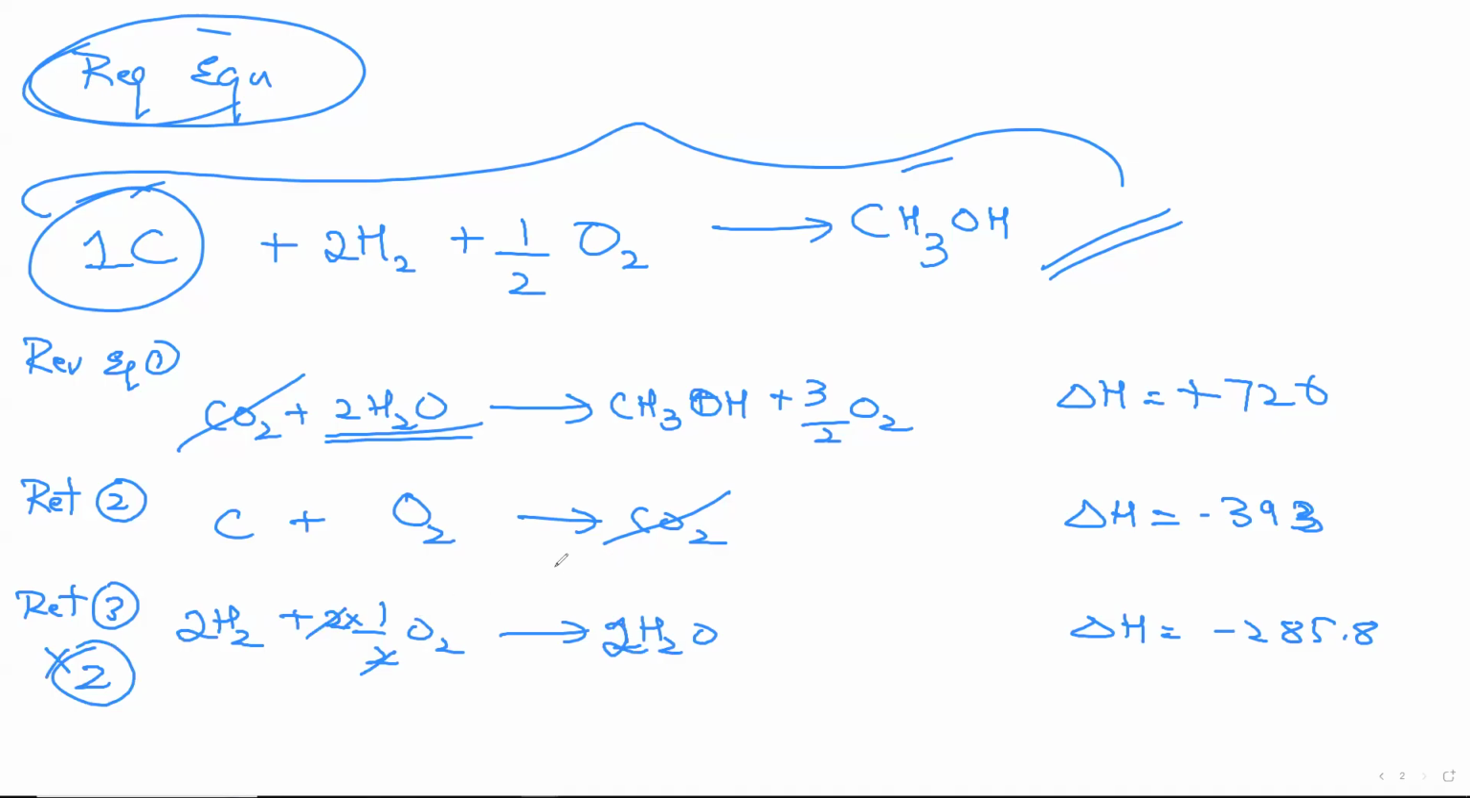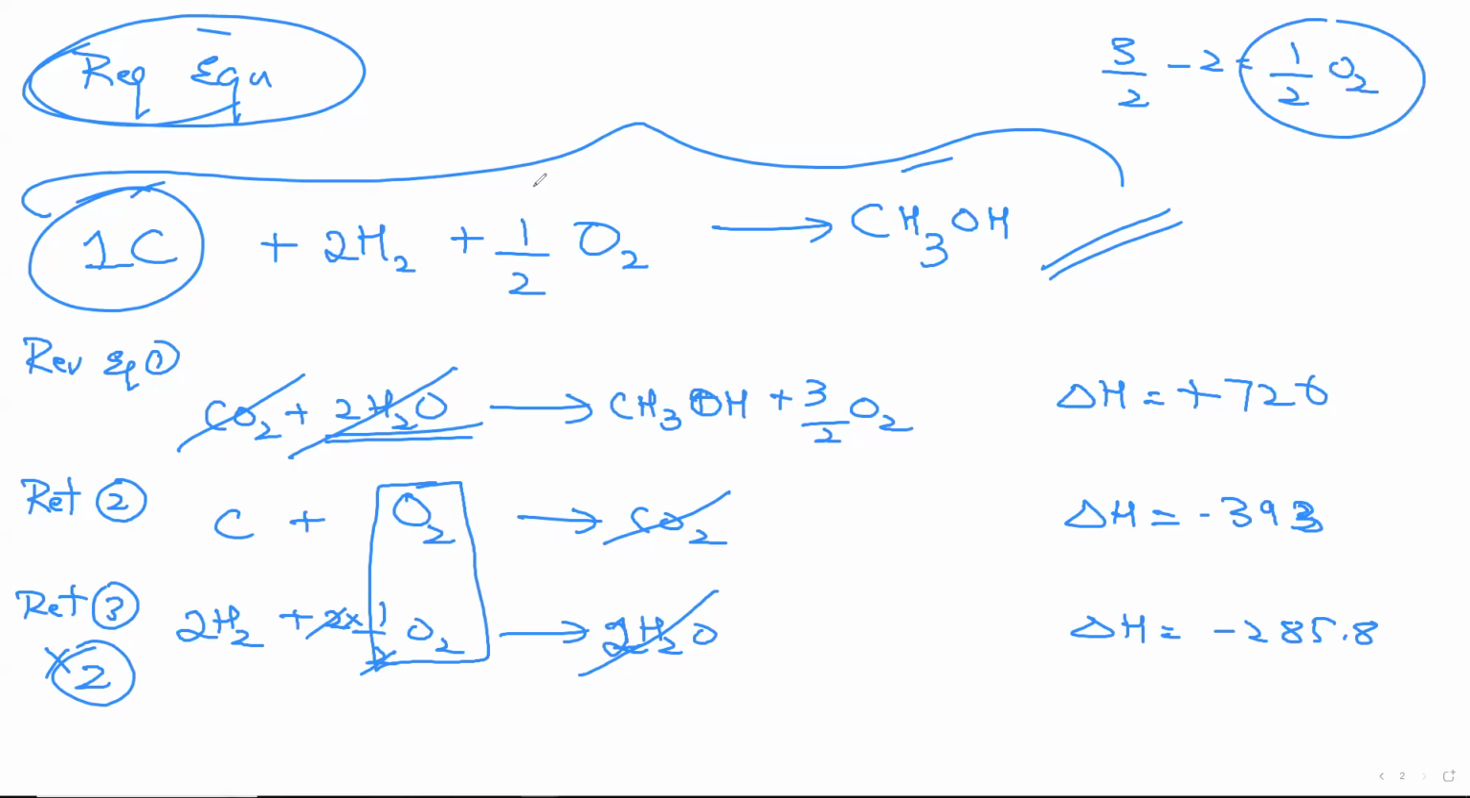Now focus. I can cancel 2H2O. I can again cancel 2H2O. Completely fine. Now, if you combine these both, 1 O2 plus 1 O2 gives you 2 O2. It's on the left hand side. On the right hand side, what is there? 3 by 2 O2 is there. I'll do the calculation here. What is 3 by 2 minus 2? The answer is 1 by 2 O2. That's exactly what I wanted in my required equation, which means I am right.